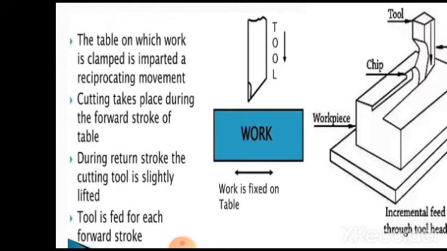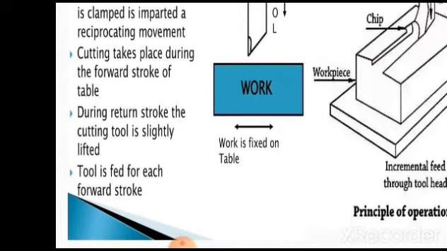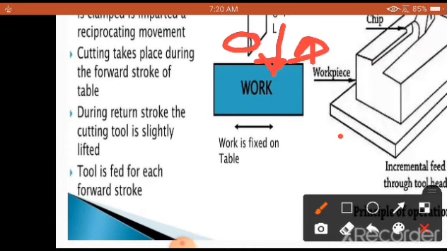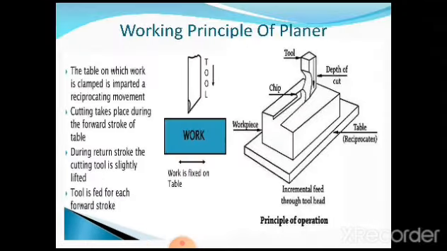That means the workpiece, which is clamped firmly on the work table of a planer, is given a reciprocating movement, and the cutting is carried out during the forward stroke only. During the return stroke, the cutting tool is slightly lifted. As you are going to see on the screen, when the cutting starts it will just touch the workpiece, and after that it has to be lifted up so that the return stroke takes place very smoothly.